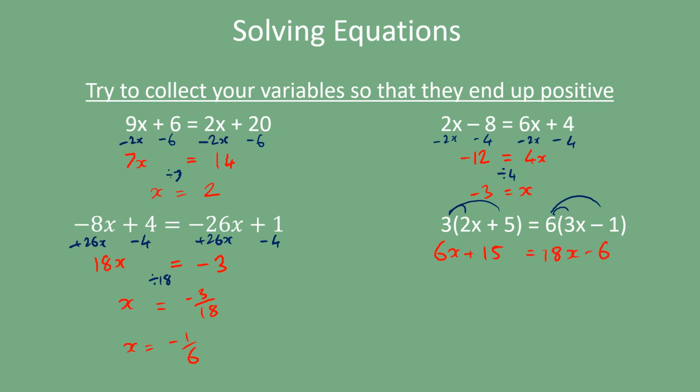Which side do we want the x's to go on? This side here. 18 is bigger than 6. So we'll take away 6x from both sides. Numbers need to go to the other side, so we'll add 6 to both sides. We'll end up with 21 equals 12x. What do we do from there? We divide by 12, and we'll end up with 21 over 12 is equal to x. Can we simplify that? Yeah, we can divide both of that by 3. Simplify to 7 over 4, or I think that's 1 3/4 if you wanted to go to mixed numbers, but you don't need to.